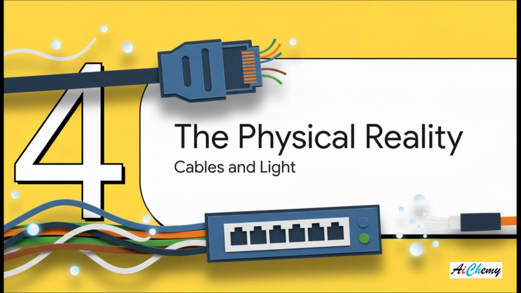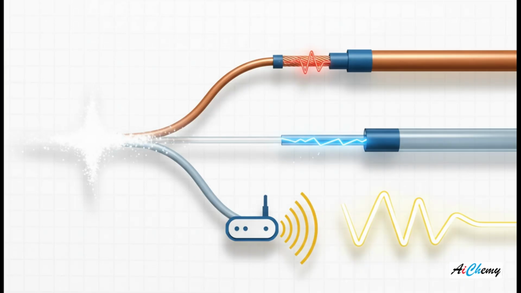Okay, so we've talked about the rules of communication, the what and the how. But what about the where? Where does this data actually travel? Now we're getting into the real, tangible stuff, the cables that form the very foundation of that physical layer we talked about. And here's the key thing to remember.